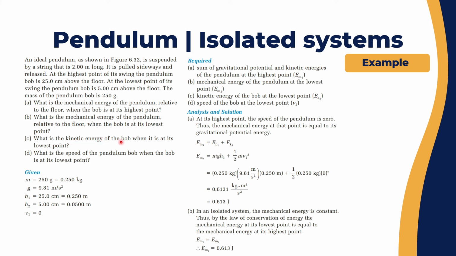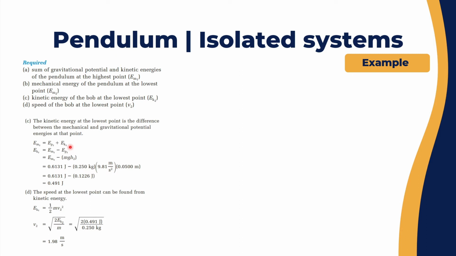What is the kinetic energy of the bob when it is at its lowest point? The kinetic energy at the lowest point is the difference between the mechanical and gravitational potential energy at that point. So EM2 would equal EP2 plus EK2. EK2 would be EM2 minus EP2, which equals EM2 minus mgh2. And we have all those parameters as given, or we found them in the previous parts of the problem. We have 0.613 joules minus 0.25 times 9.81 times 0.05. That would be 0.491 joules.